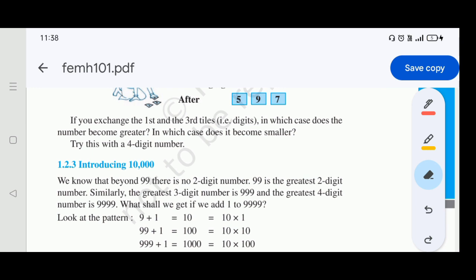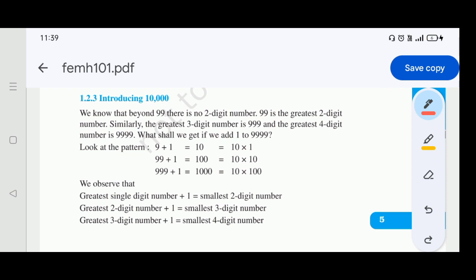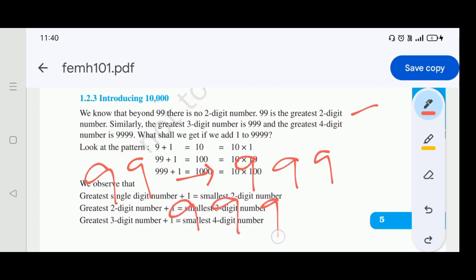Moving on to the next concept. Next concept is 1.2.3, Introducing 10,000. So we know that beyond 99 there is no 2-digit number, right? So we can say that 99 is the greatest 2-digit number. Similarly, the greatest 3-digit number is 999 and the greatest 4-digit number is 9999. So what will we get when we add 1 to 9999? Let's check.